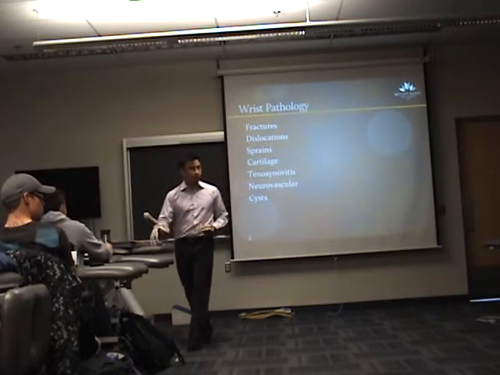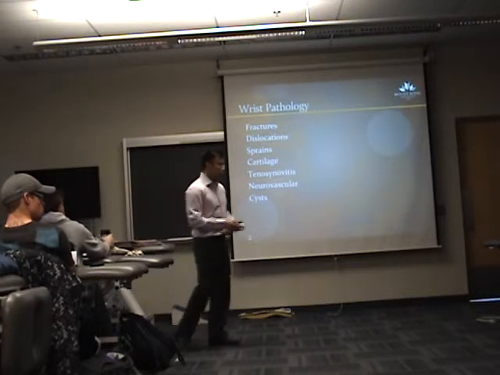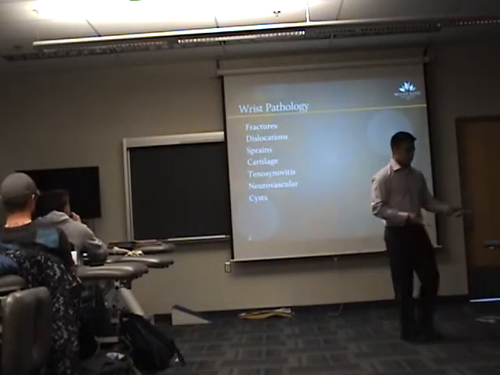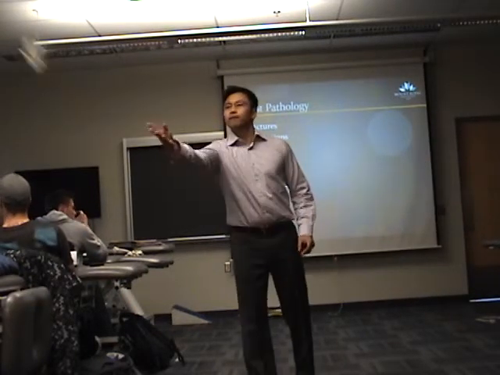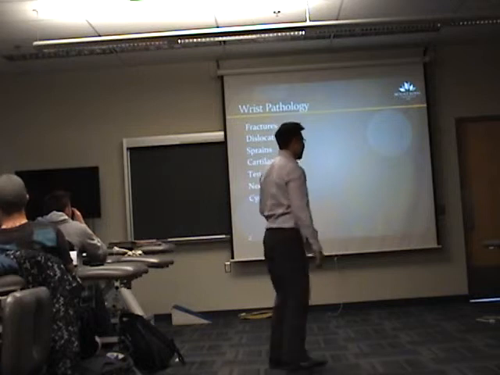Sorry. Anterior interosseous nerve is the median, which is the arm, and then the posterior. Sorry.